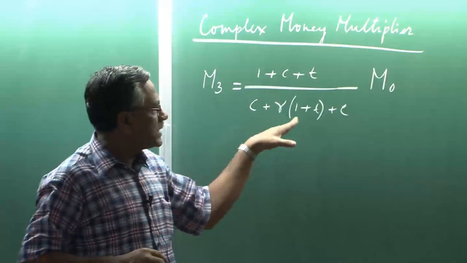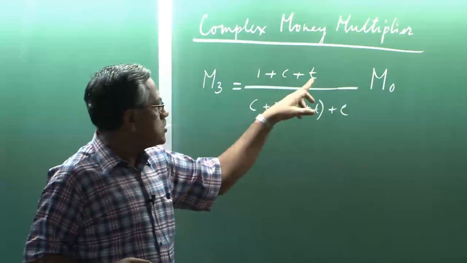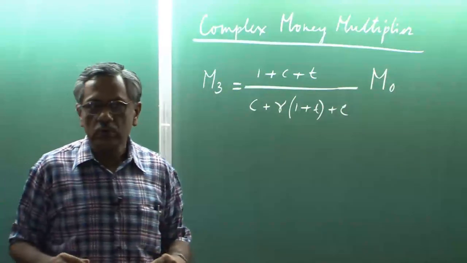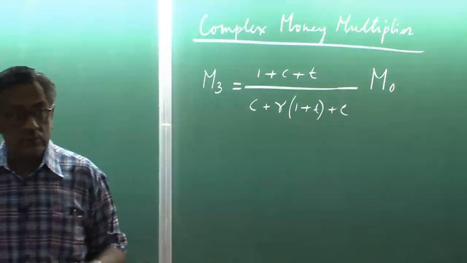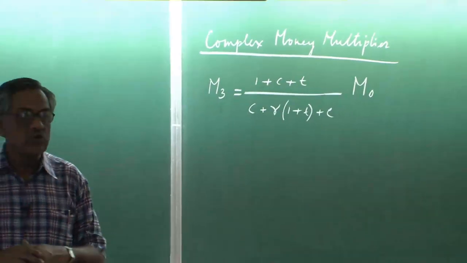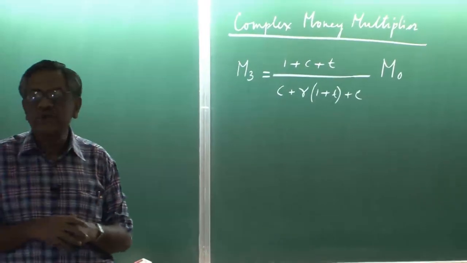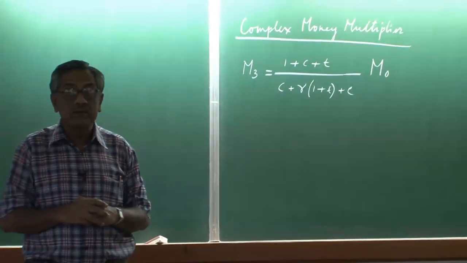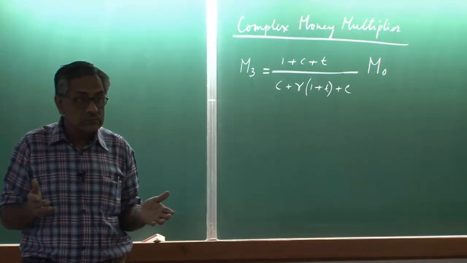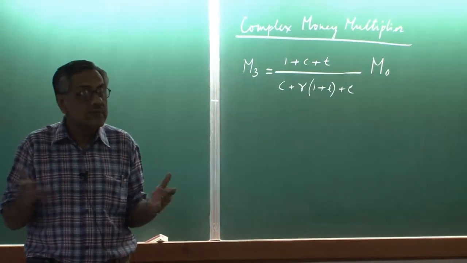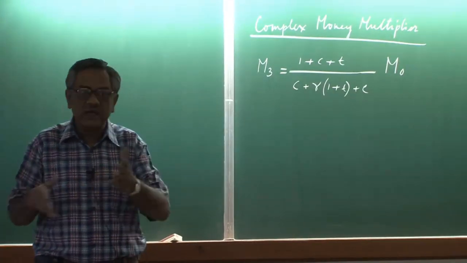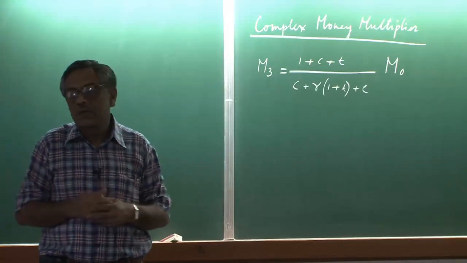Now, if you look at the complex money multiplier, there are four parameters which are important. Currency to demand deposit ratio, C over D, small c is C over D. Currency to demand deposit ratio essentially depends upon people's spending habits. Suppose they receive more income, they can spend more than put money in demand deposits, they have sufficient demand deposits, the ratio can get altered.